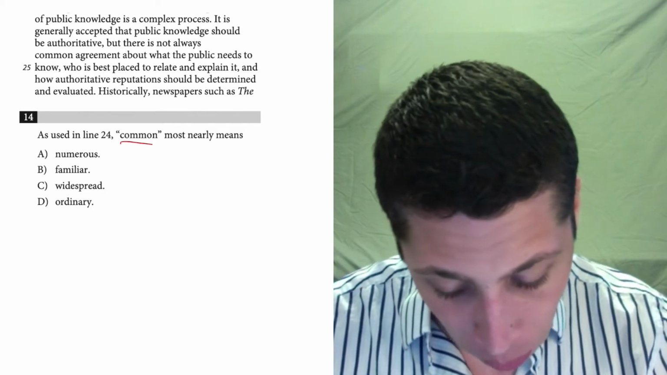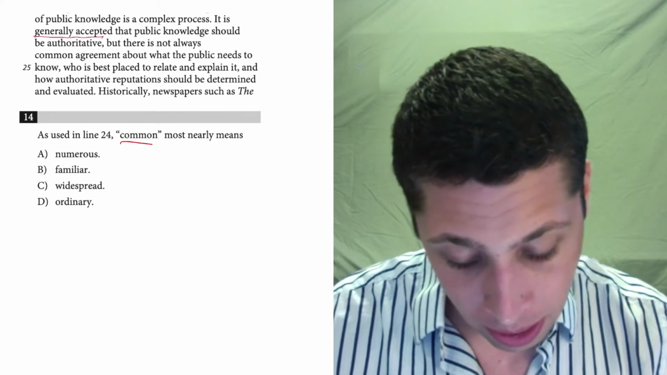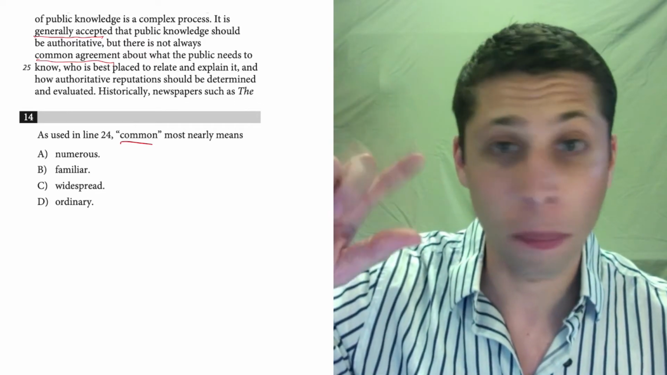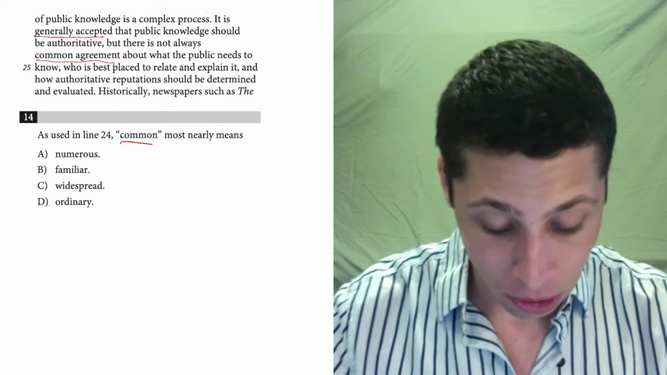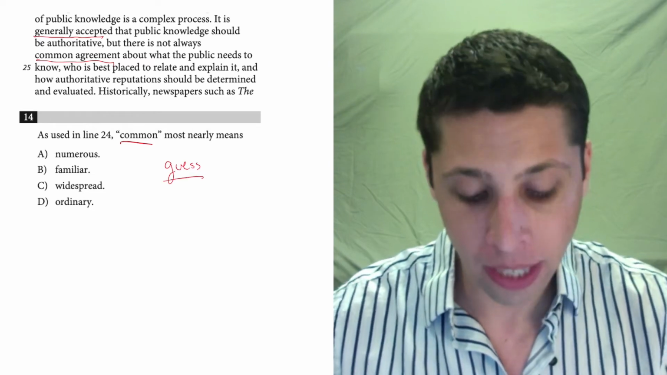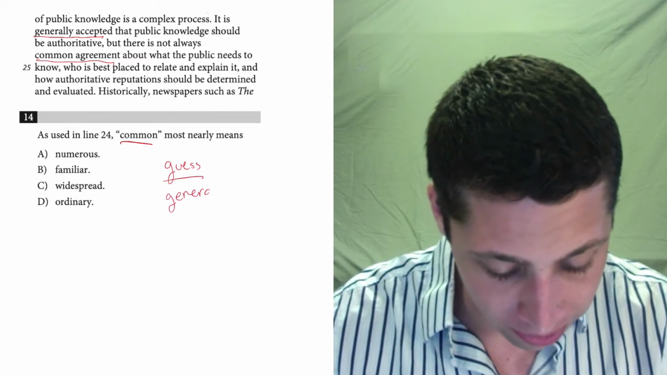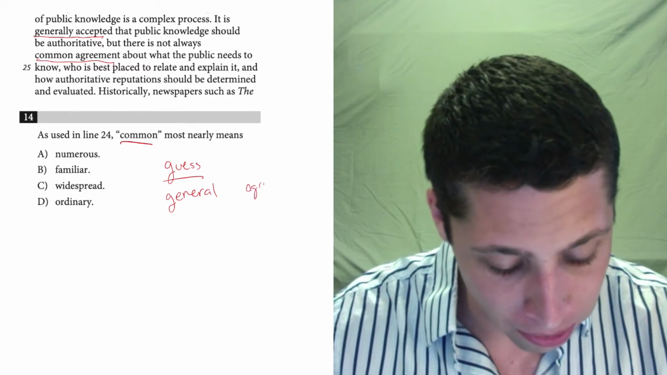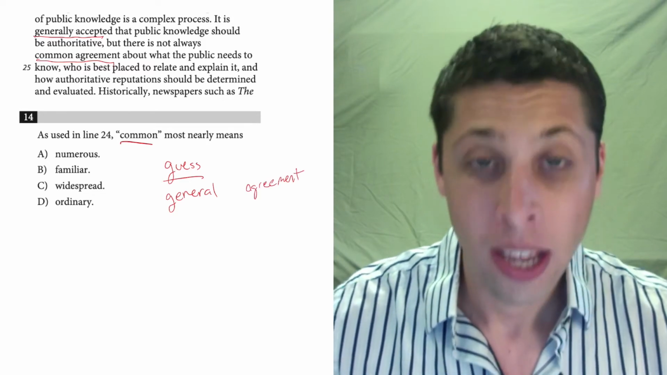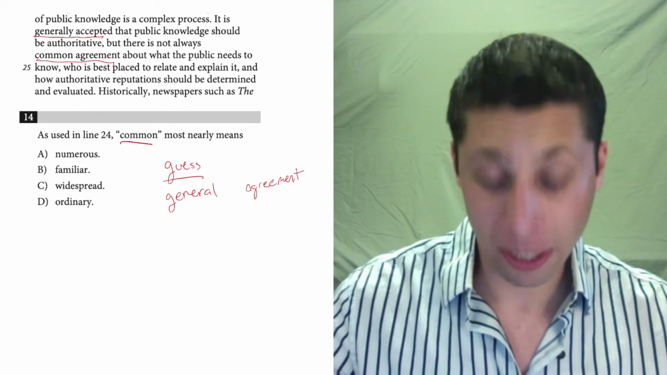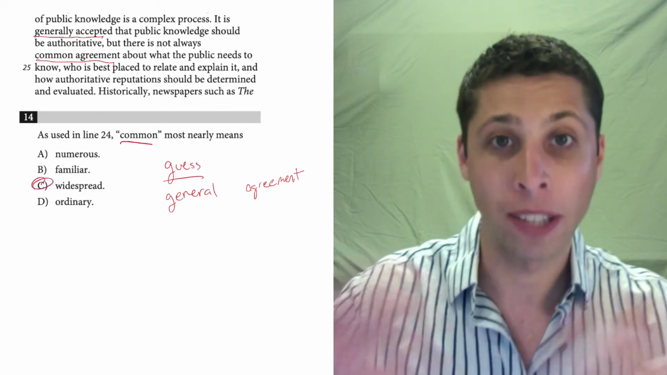We're talking about what should be generally accepted, but there's not always common agreement. Those two phrases are synonyms. They're being used the exact same way. So if I'm trying to guess a meaning of the word common here, it's something like general, as in general agreement. And so what happens when people generally agree on something? Well, that agreement is widespread.